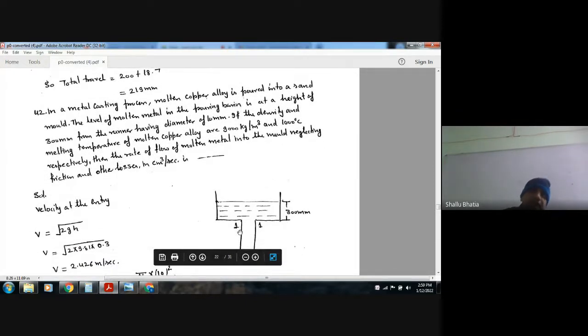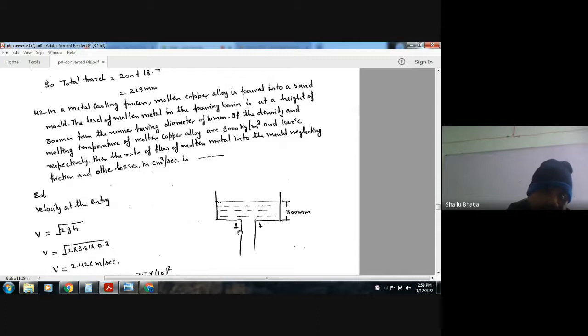Next, in a metal casting process, molten copper alloy is poured into a sand mold. The level of molten metal in the pouring basin is at a height of 300 mm from the runner having a diameter of 10 mm. If the density and melting temperature of molten copper alloy are 9,000 kilograms per meter cube and 100 degrees Celsius respectively, then the rate of flow of molten metal into the mold, neglecting friction and other losses, in centimeter cube per second is?